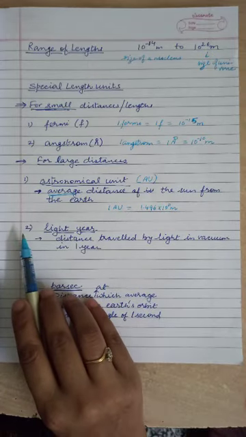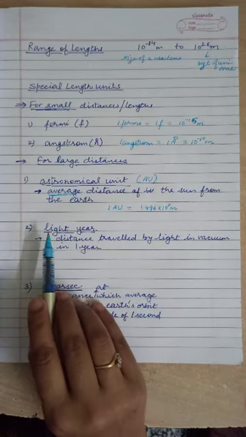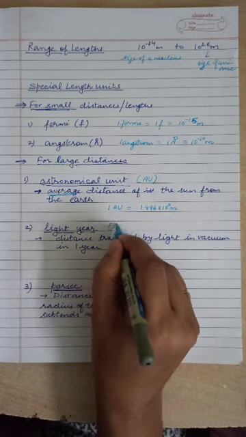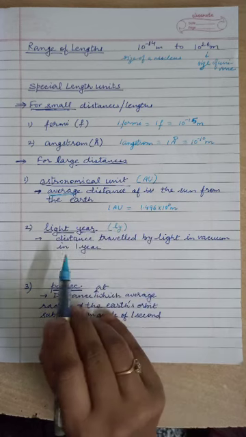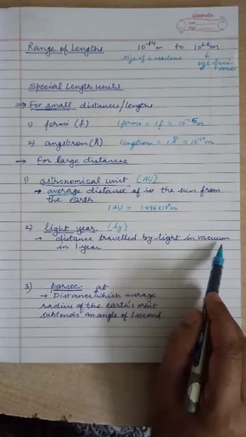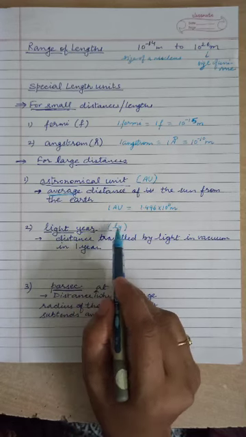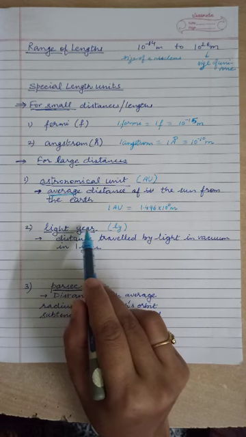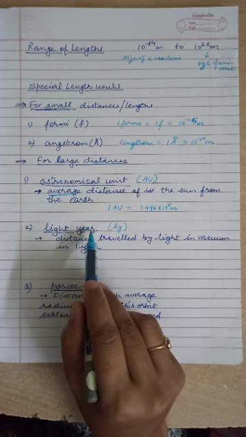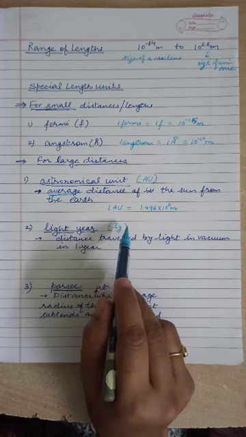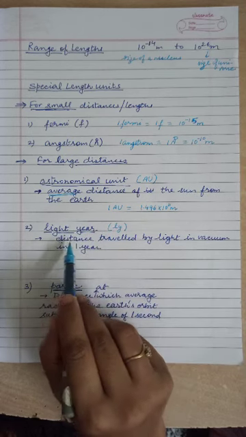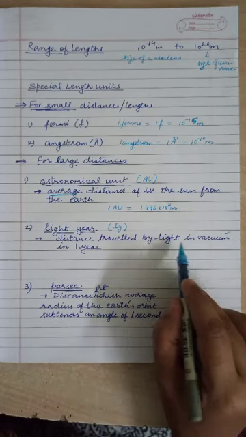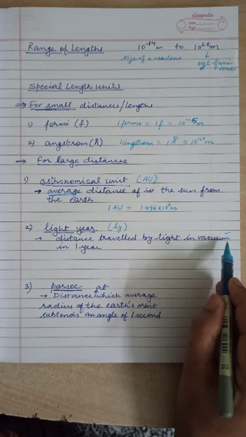Now the next unit for expressing very large distances is the light year. Light year is represented by the symbol Ly, and it is defined as the distance travelled by light in vacuum in 1 year. Although the word year comes in this name, which is a unit of time, light year is not a unit of time, it is a unit of distance, that one has to remember. And why do we say vacuum? Because the speed of light in vacuum is 3 into 10 raised to the power 8 meter per second.